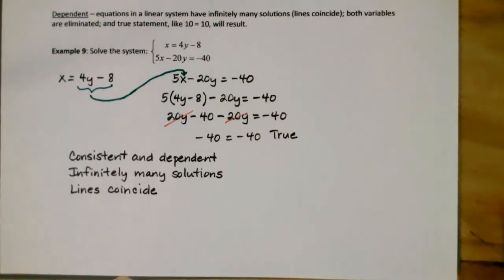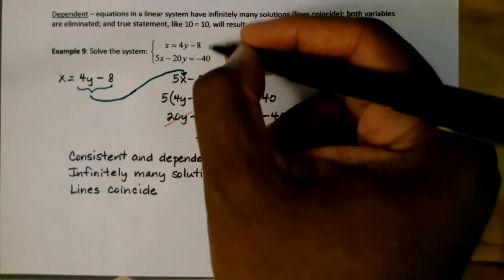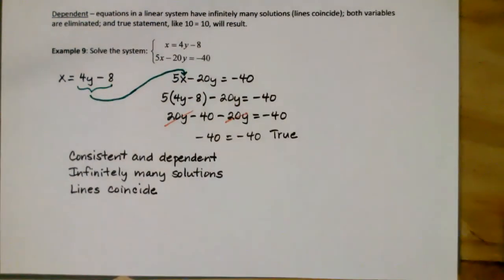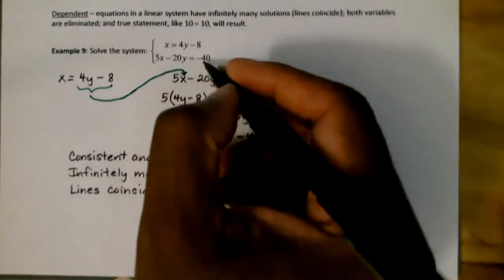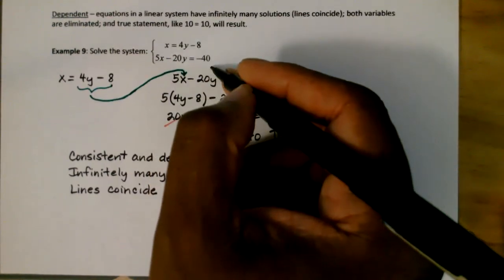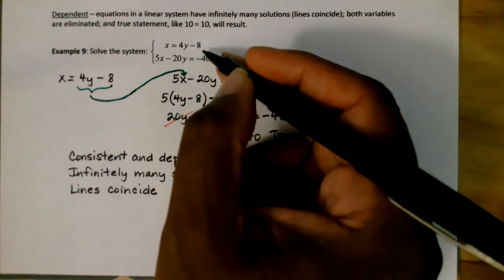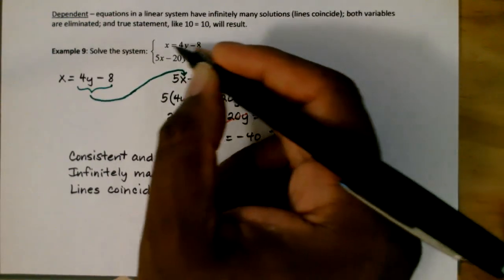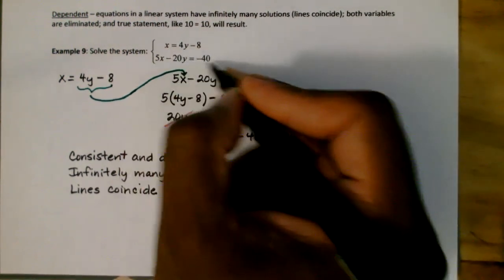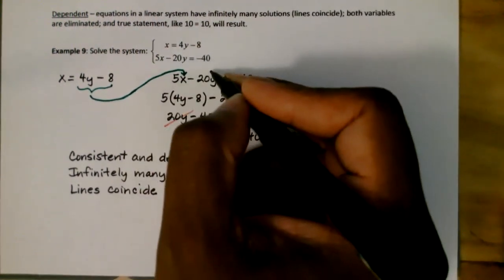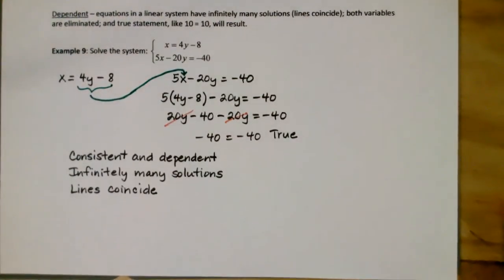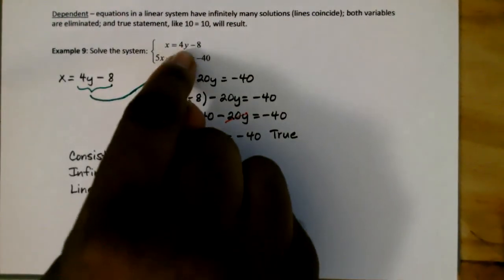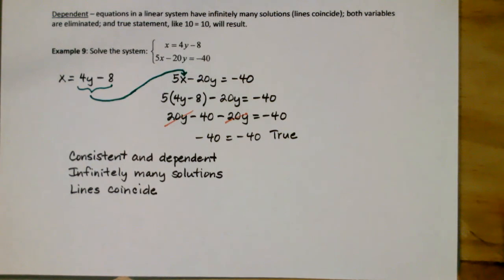In other words, the line of this first equation will lie on top of the line of the second equation. And by the way, if you were to look at those two equations carefully, they're actually the same. With the exception that, if you were to multiply this first equation by 5, you would get this second equation right here. Multiply the first equation by 5, you'll get the second equation. So that second equation is the same as the first equation in disguise.